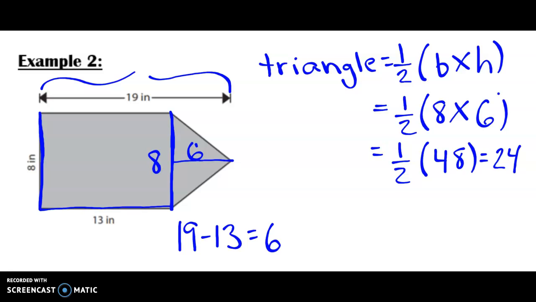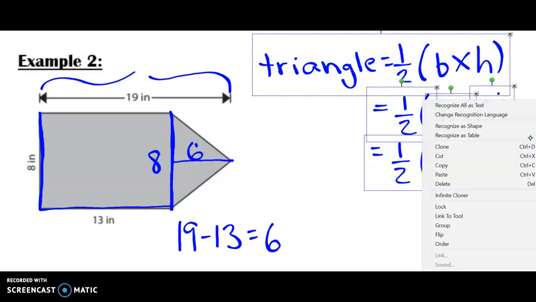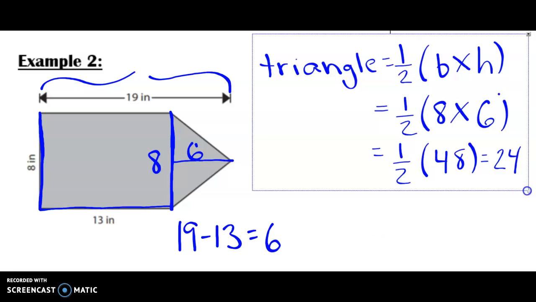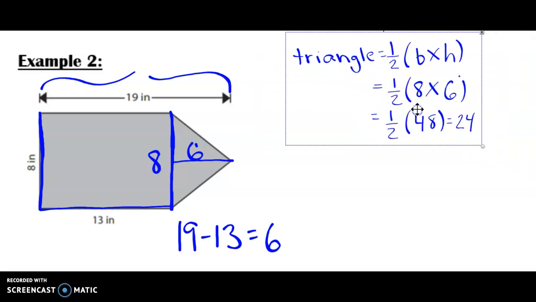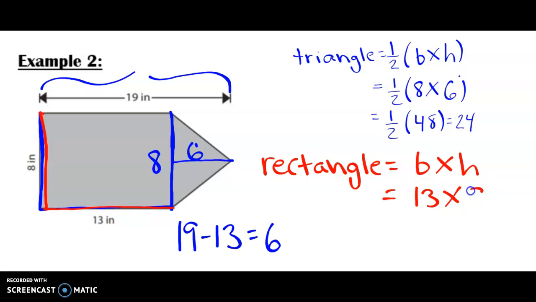And now we need to find the area for the rectangle. So I'm just going to go ahead and move this so it's a little bit smaller and out of the way. All right, so for my rectangle, the area formula for a rectangle is just base times height. And the nice thing is we know our height is 8 and we know our base of our rectangle is 13. So it's just 13 times 8, which gives us 104.